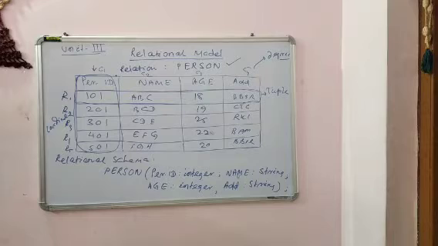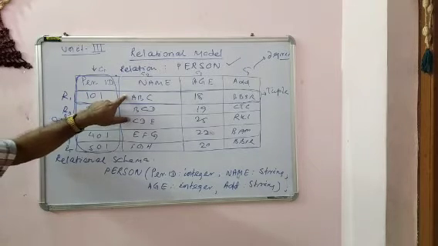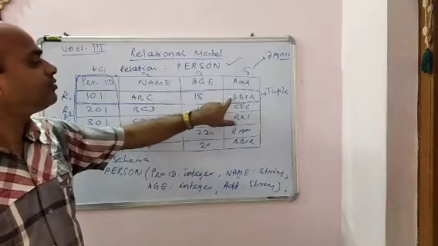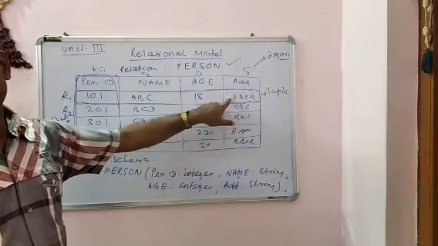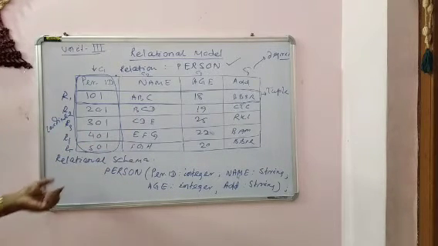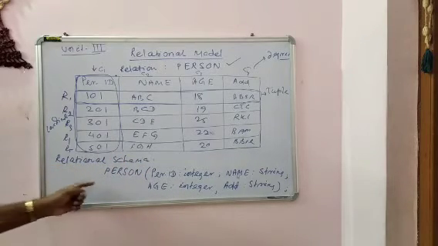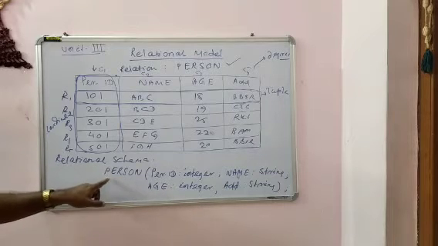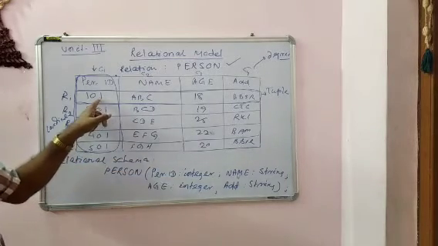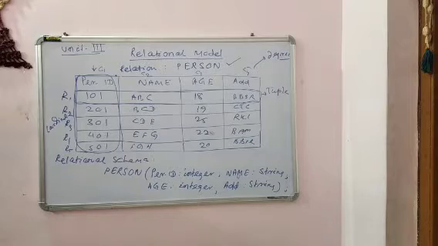Now, suppose person ID equal to 101, person name equal to ABC, person age equal to 18, person address equal to BBS. So the relational instance will be in this way. We can write the relational schema. Similarly, a relational instance of person with person ID equal to 101. This is the relational instance.